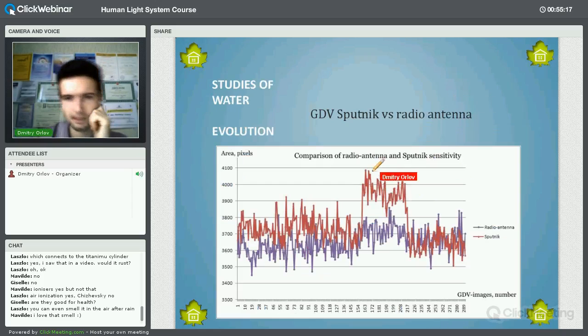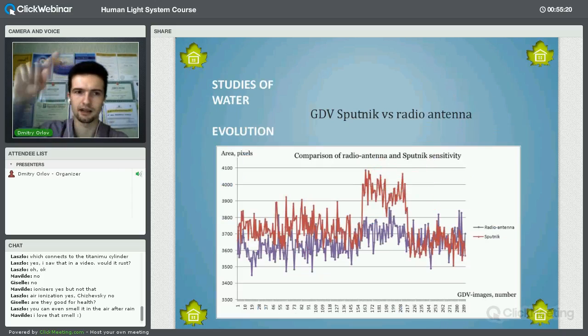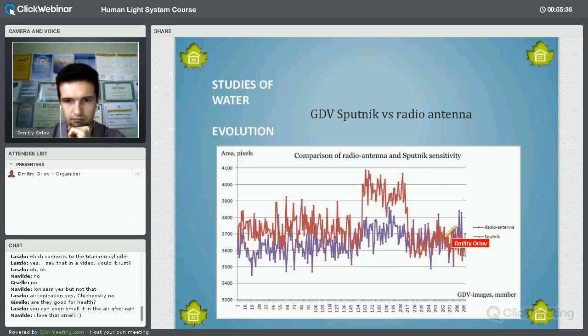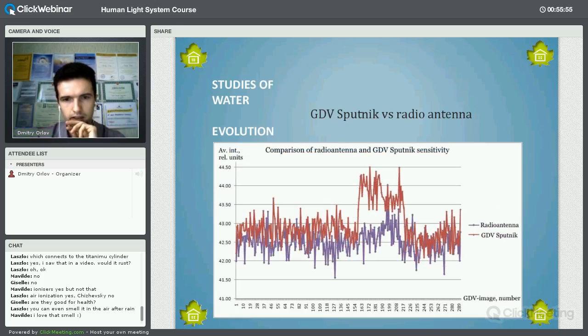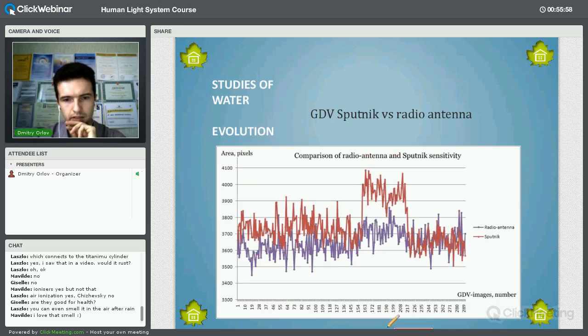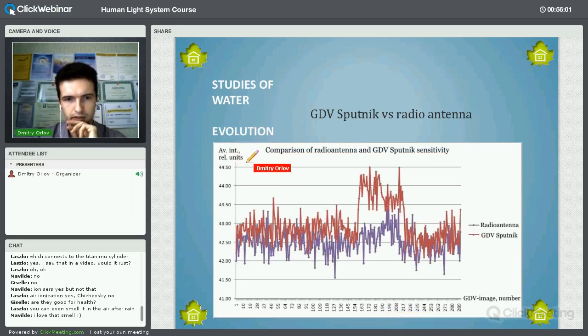I made experiments comparing the standard antenna that was used by Dr. Kharkov in his expeditions with the new Sputnik, and by applying the same influence, I registered that Sputnik is much more sensitive. It picks up the influence, whilst the regular radio antenna, the electrode from the fifth element, doesn't even statistically significantly change the signal. This average intensity, the previous graph was area in pixels, this graph is average intensity.